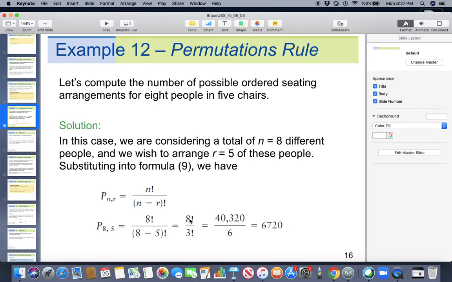8 factorial means 8 times 7 times 6 times 5 times 4 times 3 times 2 times 1. That's what factorial means. You count down from 8 until 1 and multiply them all. You get this number. 3 factorial means you count down from 3: 3 times 2 times 1. When you multiply, you get a 6. When you take the quotient, you get this number. So there are so many arrangements.